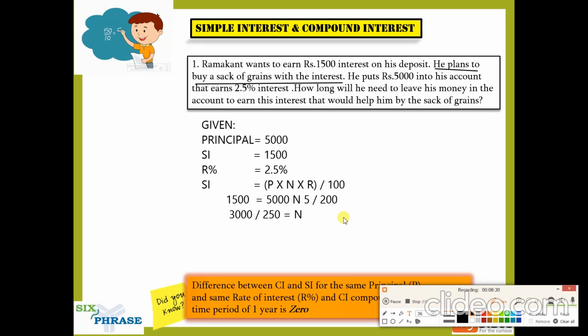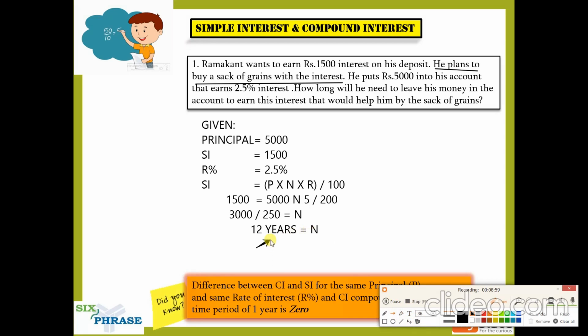Now what is the value of N, guys? 3,000 by 250. Not 6 years, 12 years. Okay, so it will be 12 years. So 12 years will be N. So this is the answer, guys. 12 years is the answer.